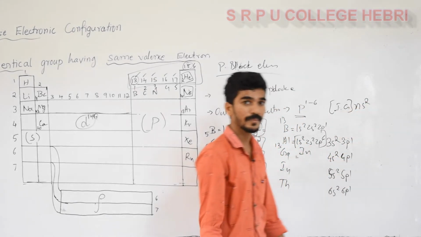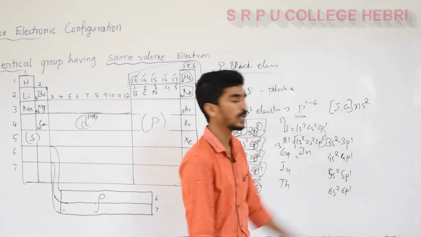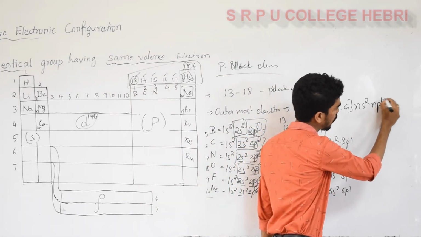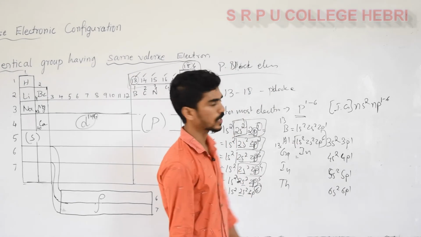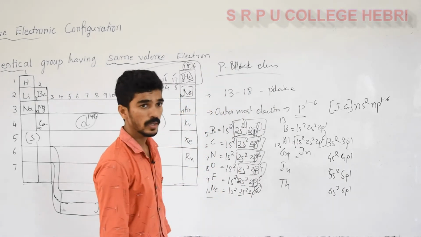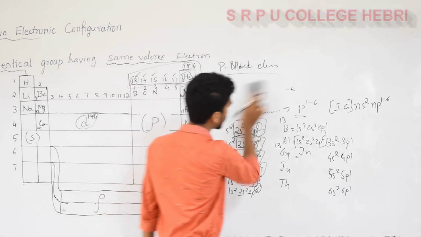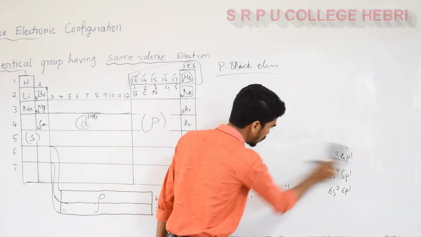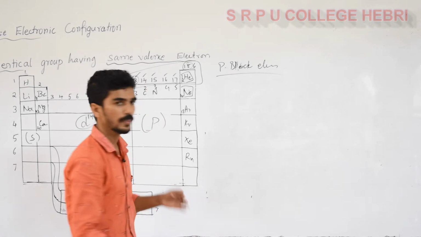You should write it, because n is the valence shell, ns2 is completely filled, and np1 to 6 is the general electronic configuration of what? P block element. And in this, each group has particular names. I hope you understood the electronic configuration and all. Now each group has a particular name.